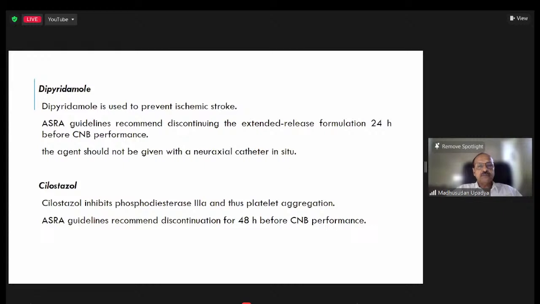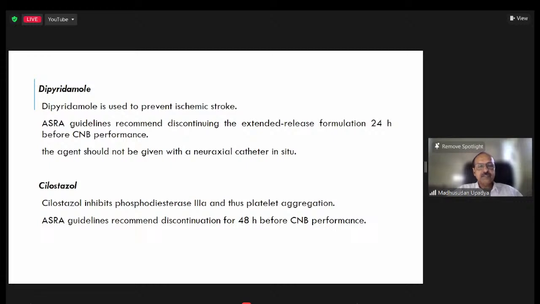Dipyridamole is used to prevent ischemic stroke, and ASRA guidelines recommend discontinuing the extended release formulation 24 hours before the central neuraxial blockade. And the agent should not be given with a neuraxial catheter in situ. Dipyridamole should never be restarted when the epidural catheter is in situ.